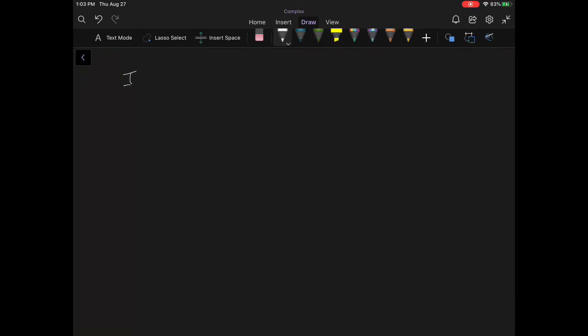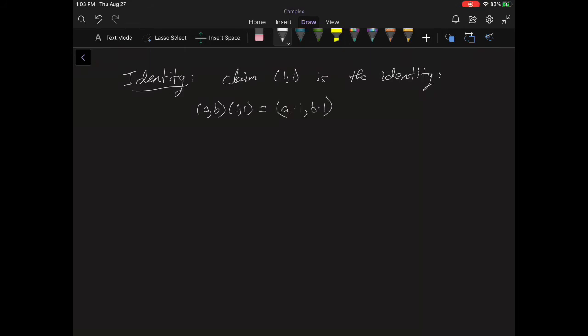Now let's check the next axiom to see if there is a multiplicative identity in this structure. So in our case, we're going to have (1, 1) be the multiplicative identity. And we're just going to go through and check it, and it checks out that we do have an identity.